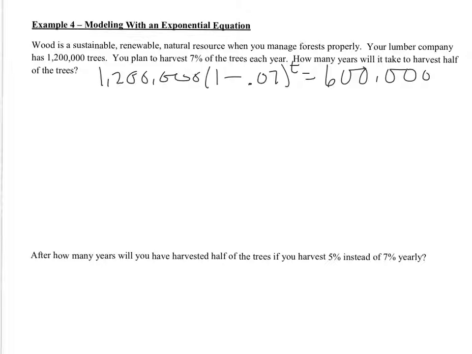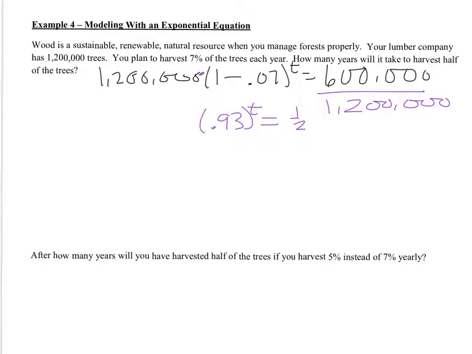So first thing when I'm doing this, I'm going to do 2 steps in one. I see multiplication right here, so I'm going to divide by that 1,200,000. I'm also going to do 1 subtract 0.07, so that will give me 0.93, and that to the t is equal to 1/2, because you're looking for half the trees.